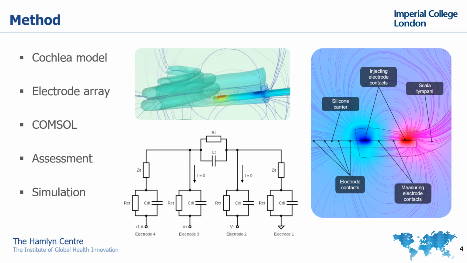The electrode array can also be observed in these 2 pictures, with 2 of its electrodes being used for electrical impedance measurements. This electrode array consists of a silicon carrier which is 18 mm long, 0.5 mm in diameter, and has 18 platinum electrodes.